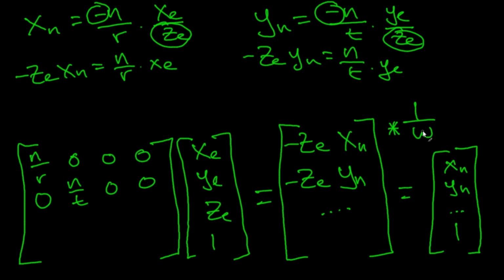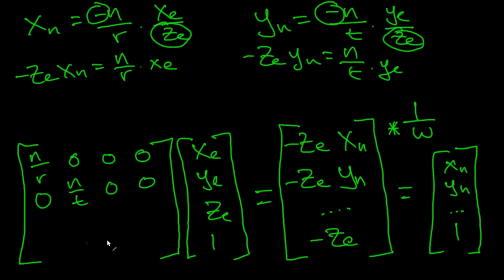And so what does w need to be? It needs to be -ze. So when we do that, it's called the perspective divide. When we do that perspective divide, these negative ZE's will go away and we'll get those normalized coordinates, just like we want. Okay, so how do we get a negative ZE in this bottom component, this homogeneous component?